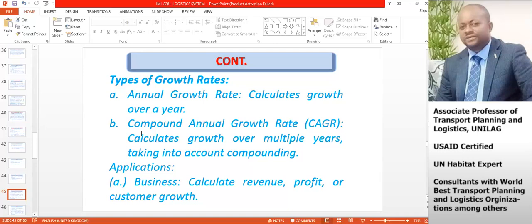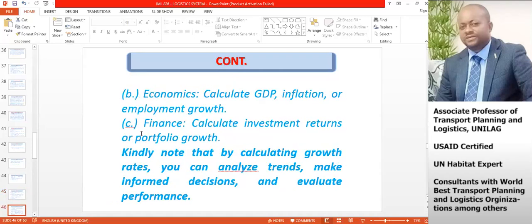Then the applications here are, number 1, for business, to calculate your revenue, your profit, whether it is in terms of customers' growth. It could be applied to any aspect. Then the second aspect of the application of the growth rate is, number 2, economics. You can use it to calculate the GDP, the inflation, the employment growth. Then finance, but I will try as much as possible to apply it to the logistics aspects to concentrate on our business, which is logistics and supply chain. Now, kindly note that by calculating growth rates, you can analyze trends, make informed decisions, and evaluate performance.